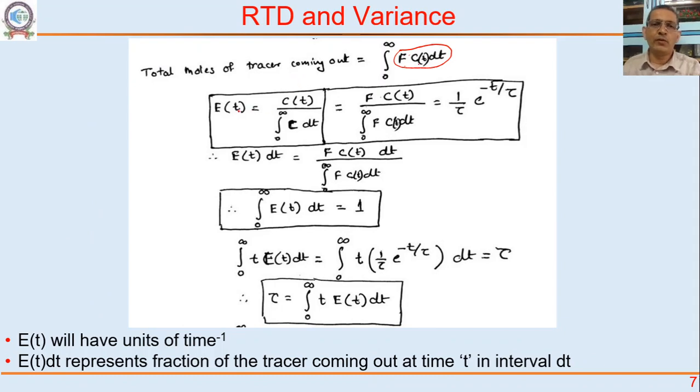When we say E curve, what we mean is how much tracer comes out as a fraction of the total. At any time t, the flow rate is f, and the tracer that comes out is c at time t. As a fraction of the total, f into c dt integrated from 0 to infinity. This f just cancels. So that's why we used this definition in our undergraduate course. So E(t) dt will tell you how much fraction comes out in this small interval dt.